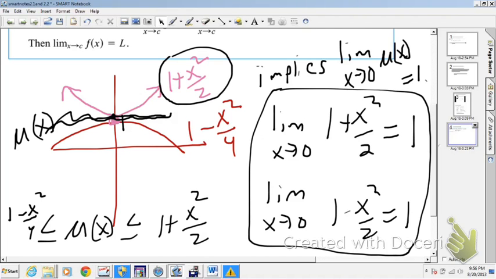Okay? I'd like to pull up a problem from the online homework. It's also called the sandwich theorem, sometimes called the squeeze theorem or the pinching theorem, depending on your textbook. Let's pull up a problem from the homework.